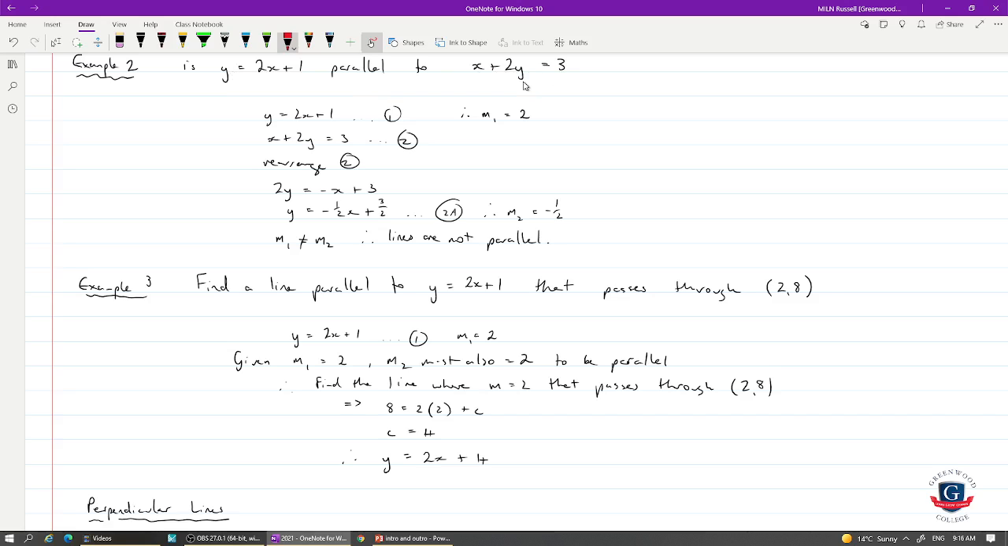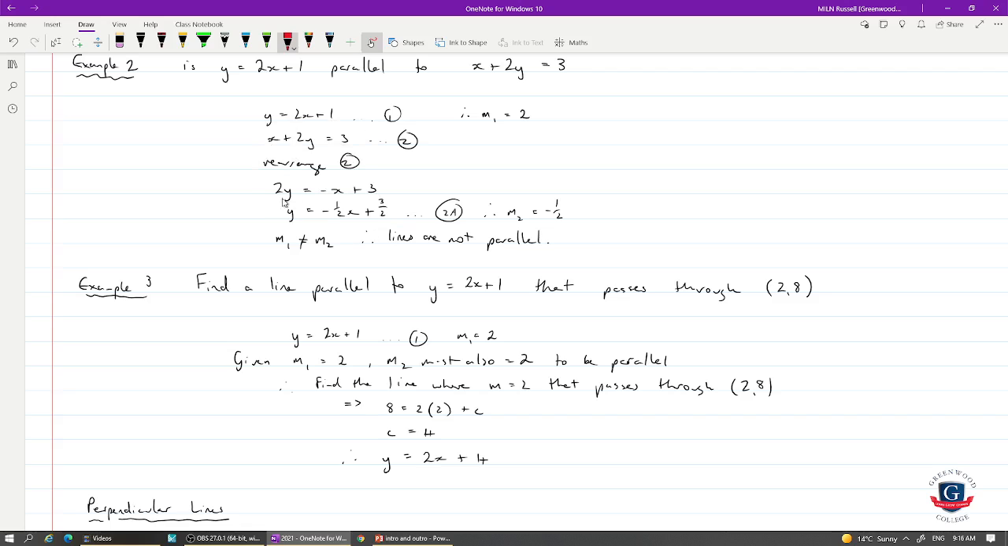Before we can get the gradient of the second equation, we need to rearrange it into slope-intercept form. So this is what I'll do here. The first equation, the gradient's quite easy. It's just 2. This is already in slope-intercept form. Here's the gradient over here. For equation 2 though, it's not in slope-intercept form, so we're going to rearrange it.